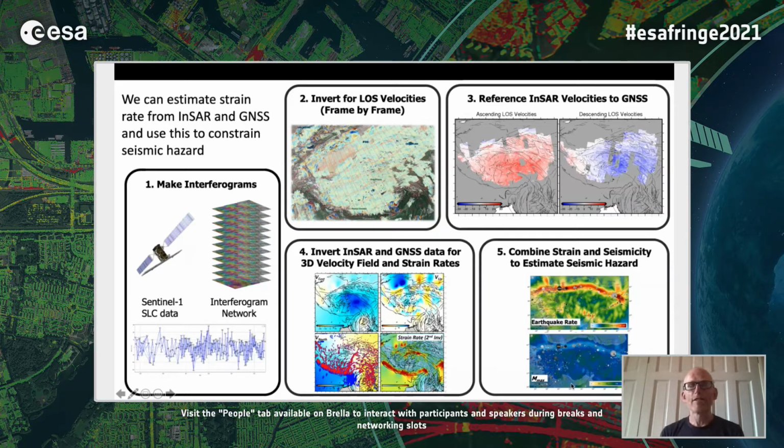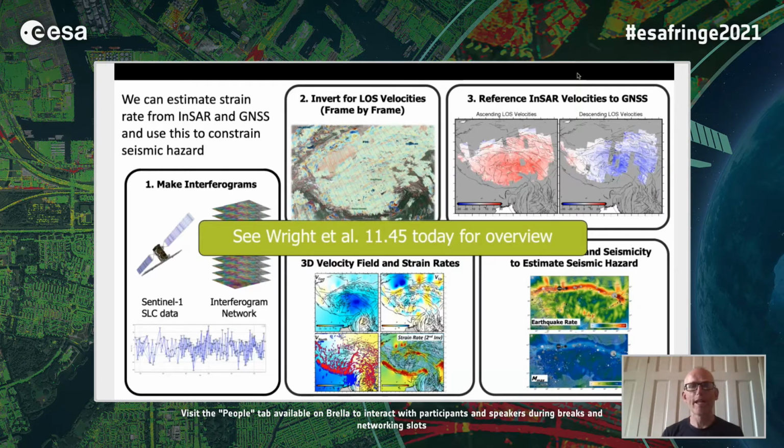We then invert each of the frames that we make to get line of sight velocities. We reference these to the GNSS that we have for the area, and then we combine the INSAR and GNSS together to get velocity fields and strain rate maps for these large areas. And then the final step, of course, is to incorporate these into improving estimates of seismic hazard. So you can see Tim's talk later on today for an overview of this whole system, and there are a whole plethora of other talks that Tim can point you to, where people talk about specific parts of the system and different regions.